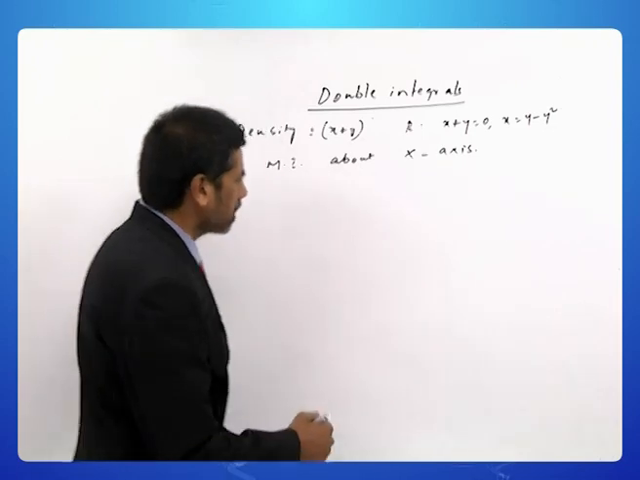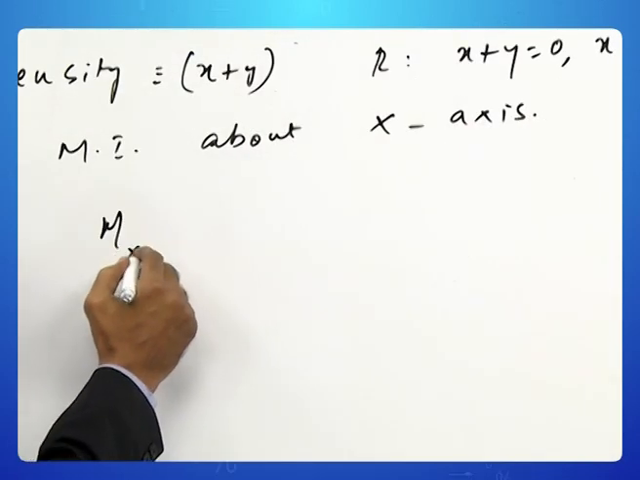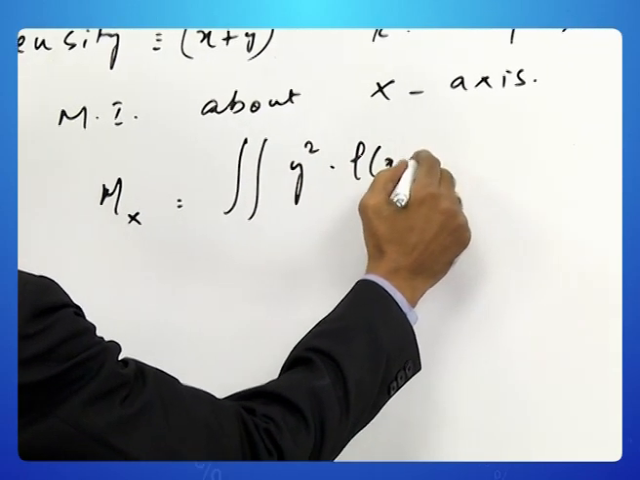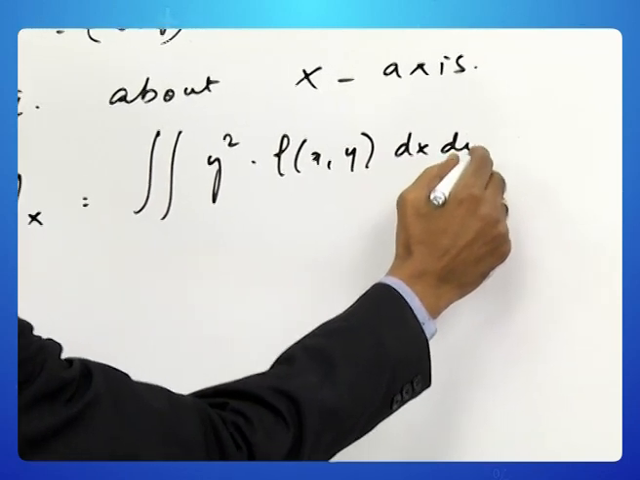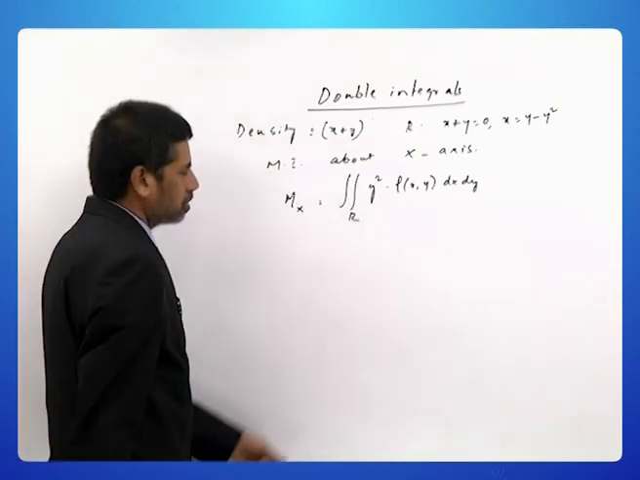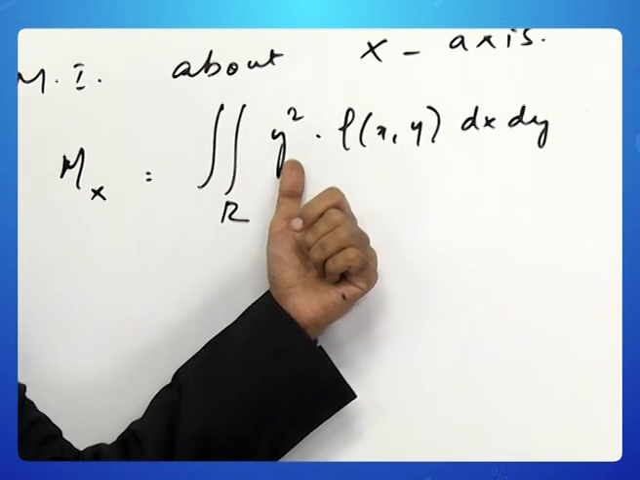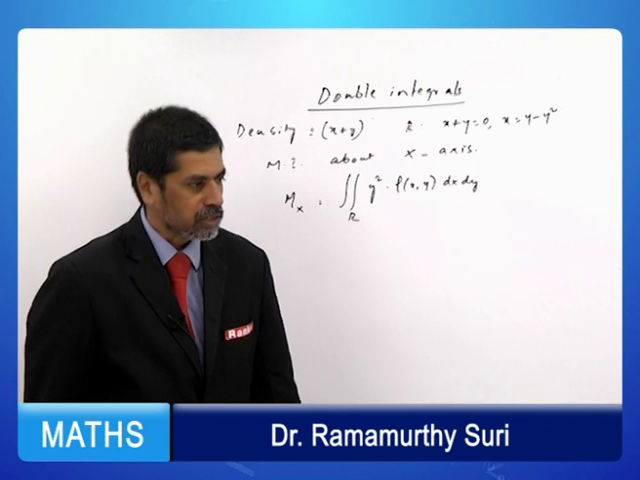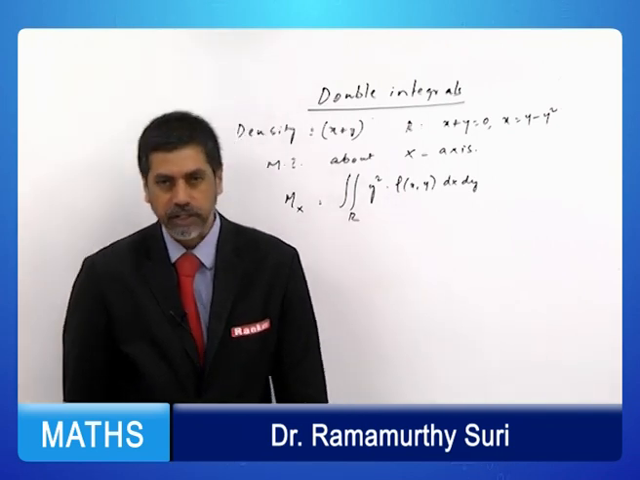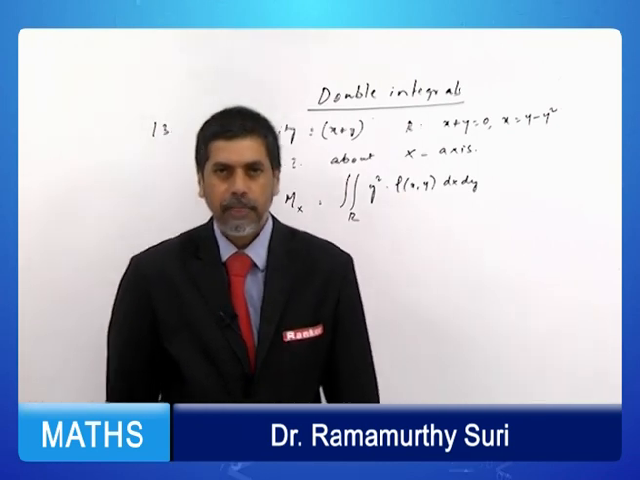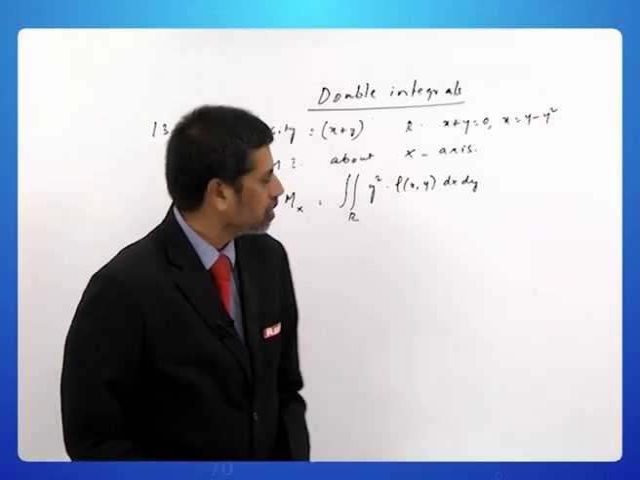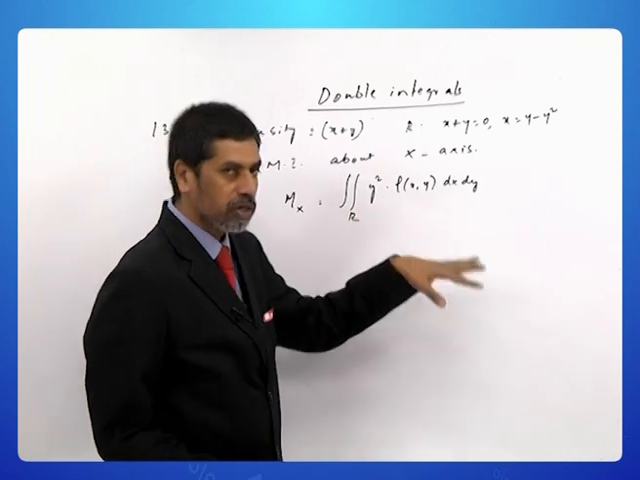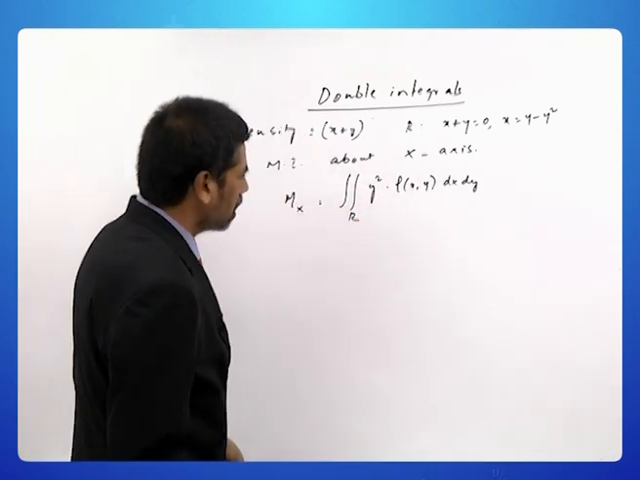So moment of inertia about the x-axis, if we denote it as Mx, is double integral y squared into density dx dy. So in the absence of y squared here, it would become just density dx dy, that would be mass. But density multiplied by y squared and you double integrate produces the moment of inertia about the x-axis. Obviously, you can guess the moment of inertia about the y-axis should be double integral x squared into the density. Right. Slightly long problem.